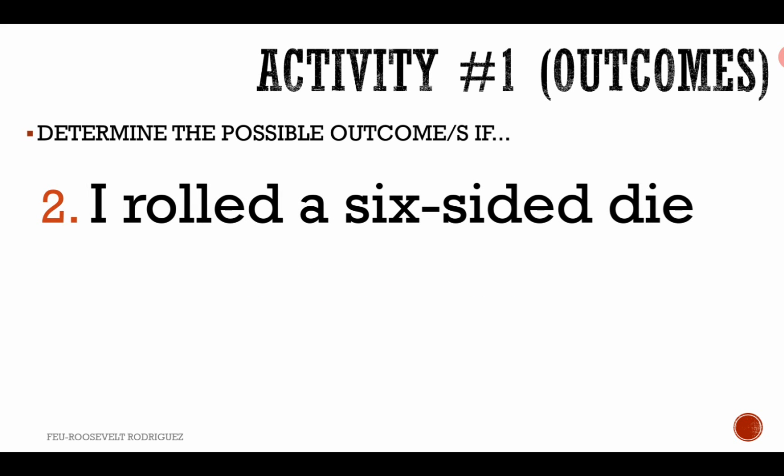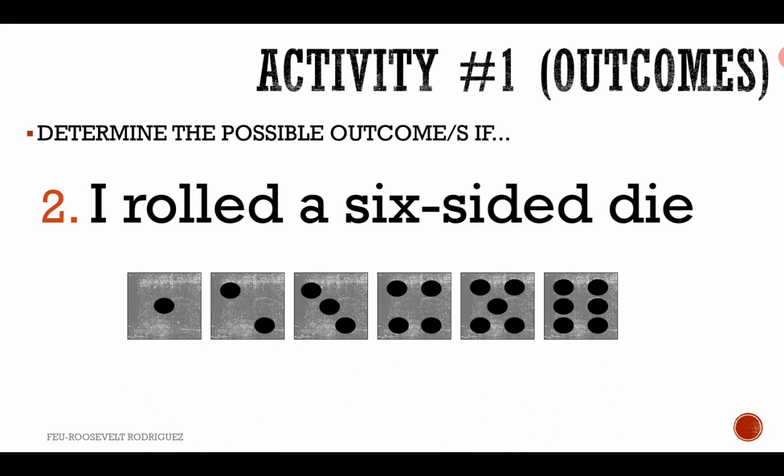Next, as you observe naman, if we roll a six-sided die, we have 6 possible outcomes. Okay? Possible tayo magkaroon ng isang dot, 2 set of dots, 3 set of dots, up to 6 set of dots. Okay? So, yun yung pinaka possible outcomes na meron tayo. We have 1, 2, 3, 4, 5, and 6.